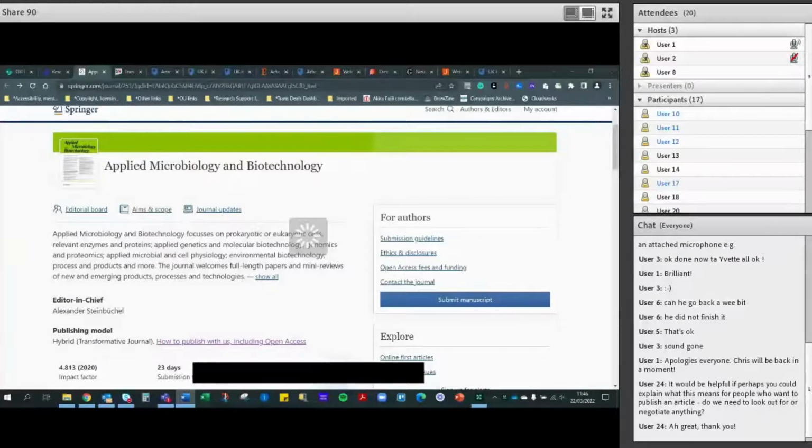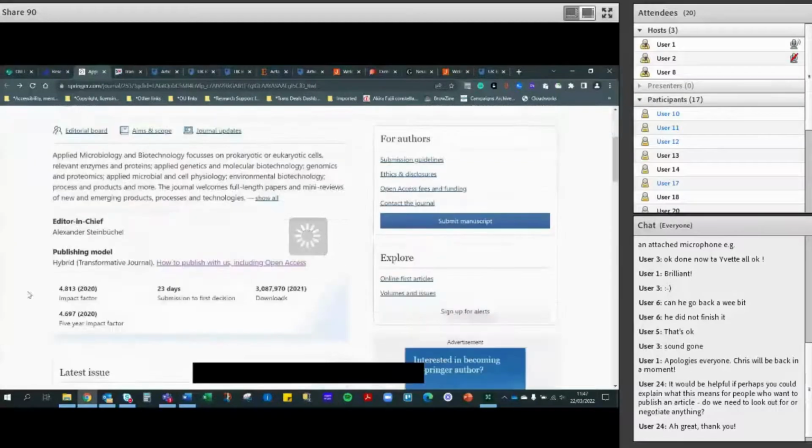So before submitting your article to a journal like this, it's always worth checking out what kind of journal it is. And usually the details are on the front page of the journal website. It's very rare that you have to go digging around for the information. It's usually there at the front. And as you can see here on this front page, it tells you that their publishing model is a hybrid transformative journal.